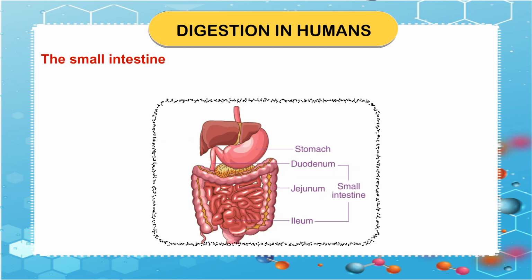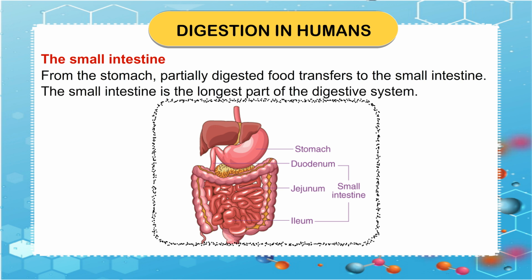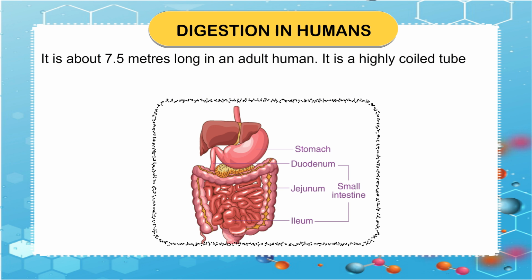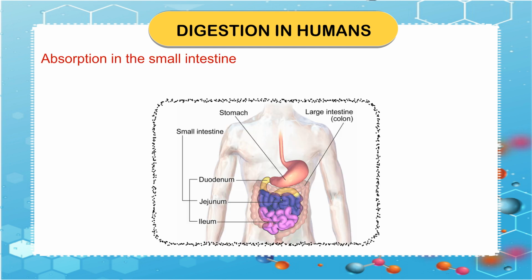The small intestine. From the stomach, partially digested food transfers to the small intestine. The small intestine is the longest part of the digestive system. It is about 7.5 meters long in an adult human. It is a highly coiled tube and consists of three parts: duodenum, jejunum and ileum.